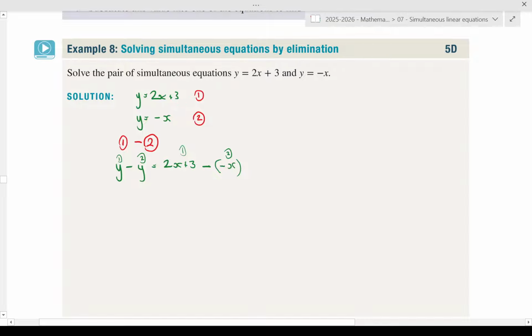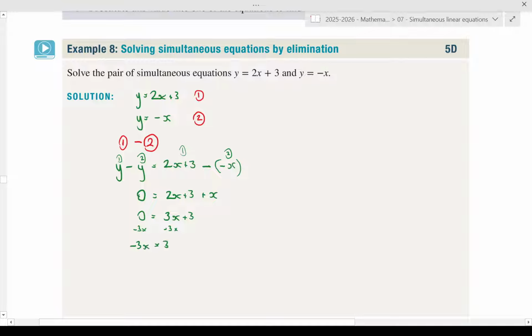So obviously y minus y will give me 0. And then I've got 2x plus 3 minus minus x, which will become positive x, which means I've got 0 equals 3x plus 3. Then I want to move it so that I've got x's on one side and numbers on the other. It doesn't matter which one you move. I'm going to move the 3x because that's what we did on the previous one. So I subtract 3x from both sides. I get minus 3x equals 3.